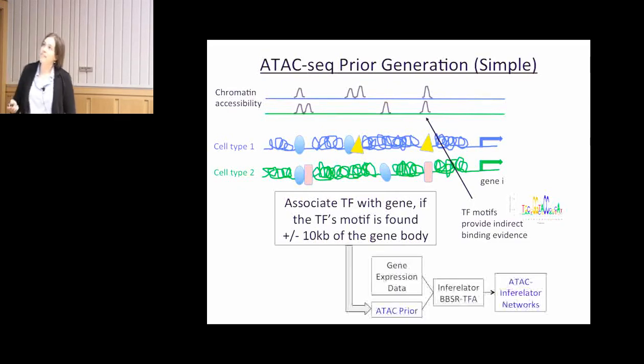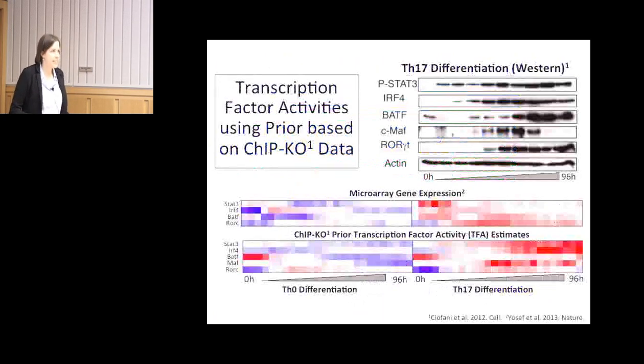And then the idea, of course, is then to take that prior, combine it with a gene expression data set, run now what I call Inferelator BBSR TFA, and come up with an ATAC-Inferelator network. And just to give you a little bit of a sense of how using a prior and transcription factor activity estimate looks like, here we go back to the Th17 data set.